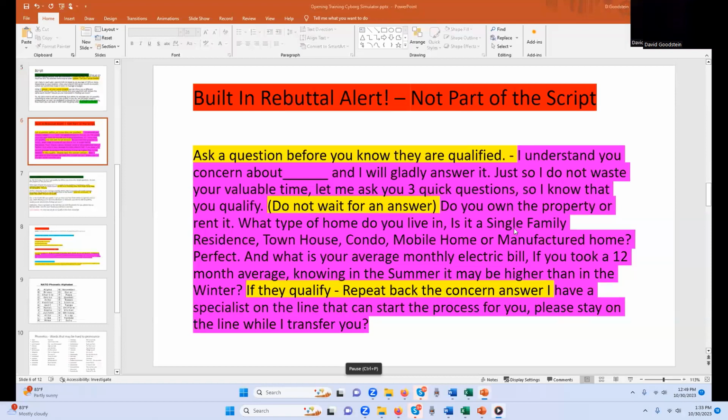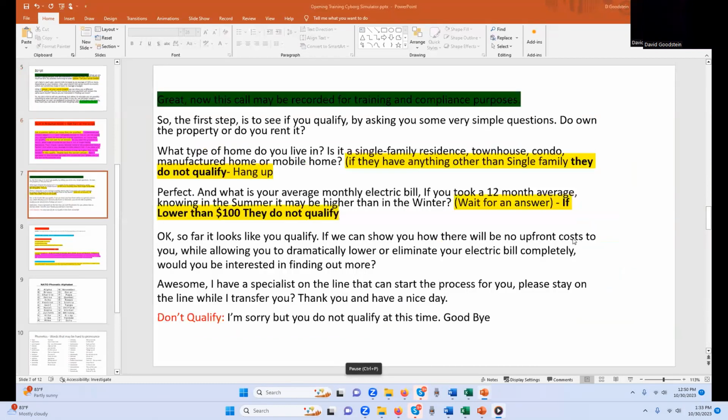Is it a single family residence, townhouse, condo, mobile home, manufactured home? What type of home do you have? Single family. Perfect. And what would you say your average monthly electric bill is if you took a 12-month average, knowing in the summertime it may be higher than in the winter? And you keep going, right? All right.